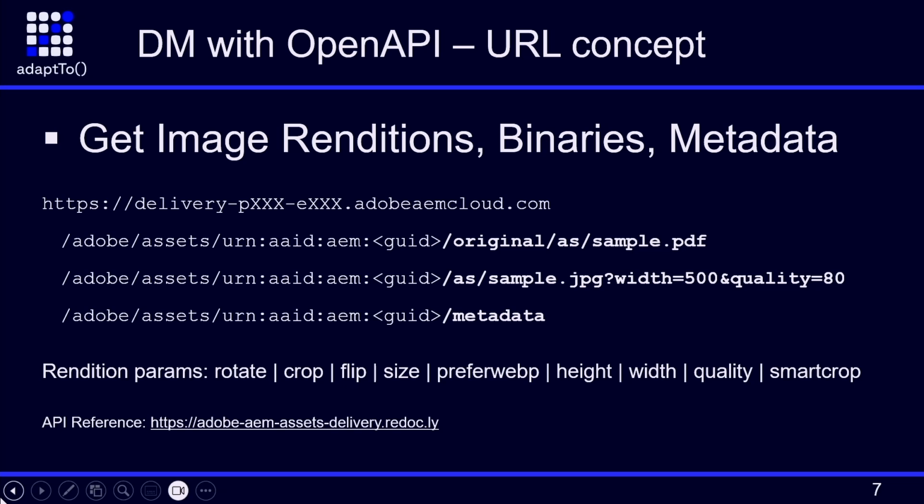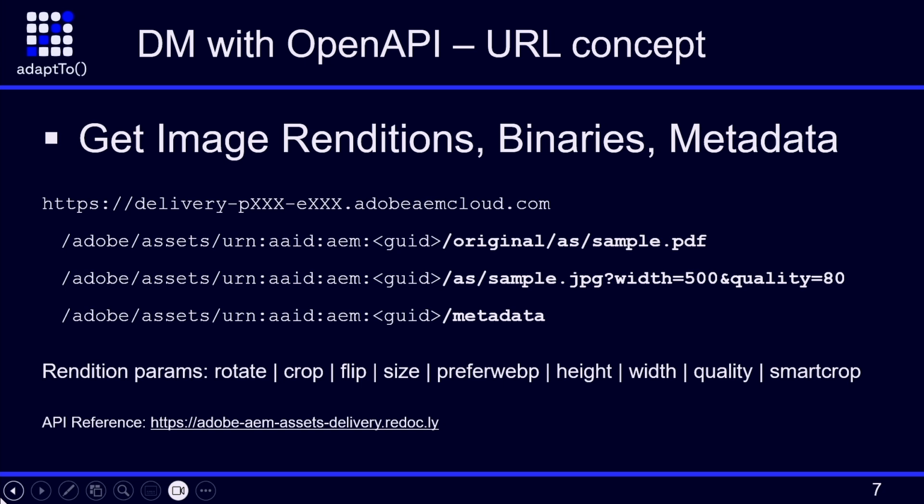Here's a short overview of the URL concept, which is used by this API to actually get the assets and renditions. The first line, this original as sample PDF, is an example to directly get the original binary, in this case, a PDF download. The important part is the UID, the globally unique identifier there, which I've stripped out here. This is really the UID from the asset metadata, which is automatically generated once you upload an asset. And then you have as sample PDFs just for SEO, so that you have a real file name there as well.